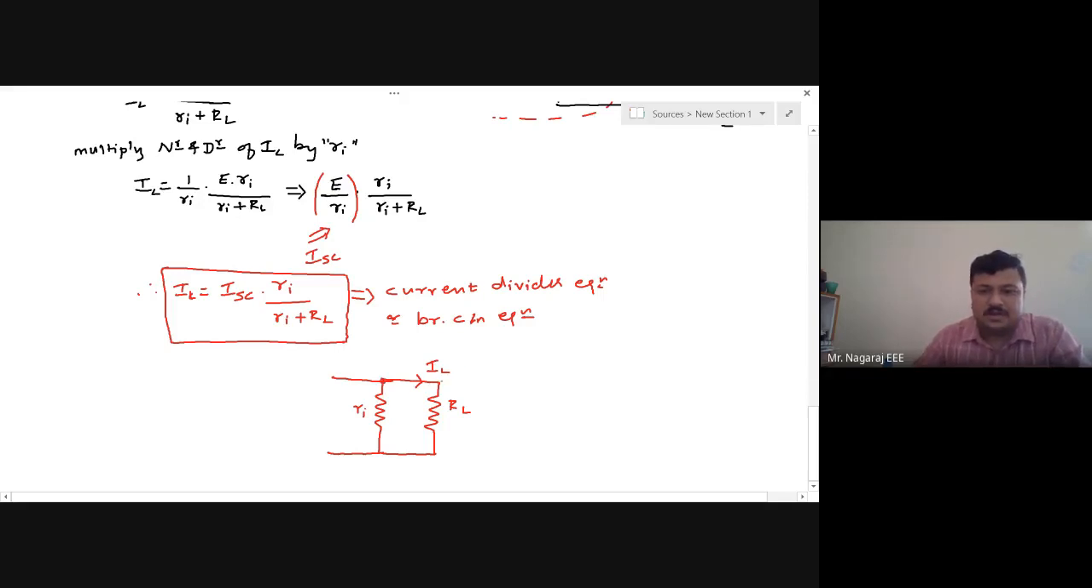Now the branch current is equal to the main current multiplied by the ratio of opposite resistance to total resistance. Is it? Now what is the main current here? It is ISC. So this is ISC. Fine? Yes or no? Can I realize this circuit from this equation?